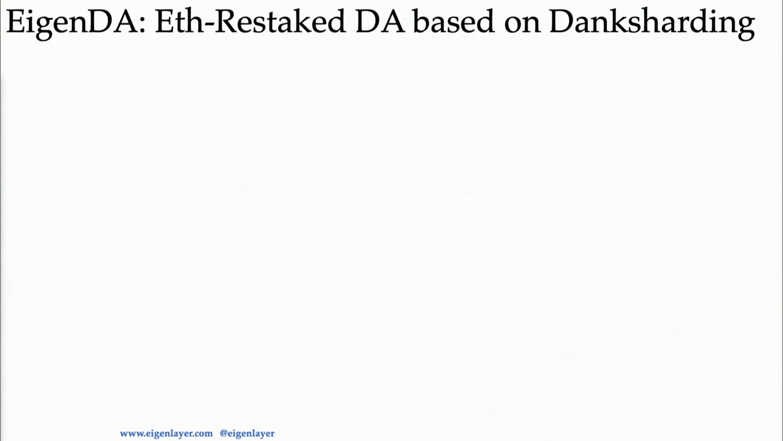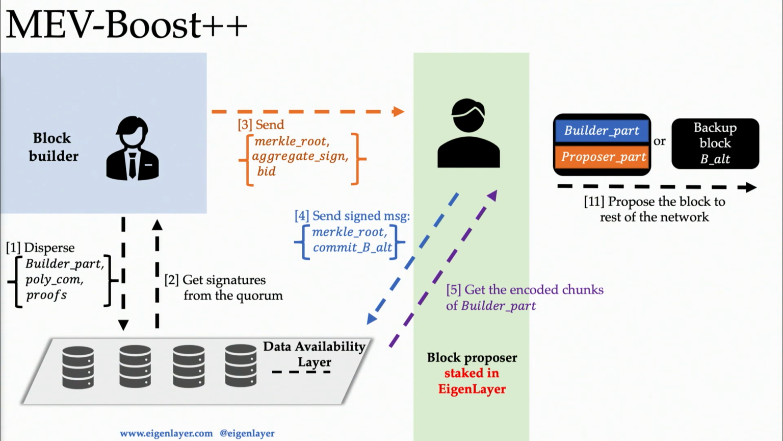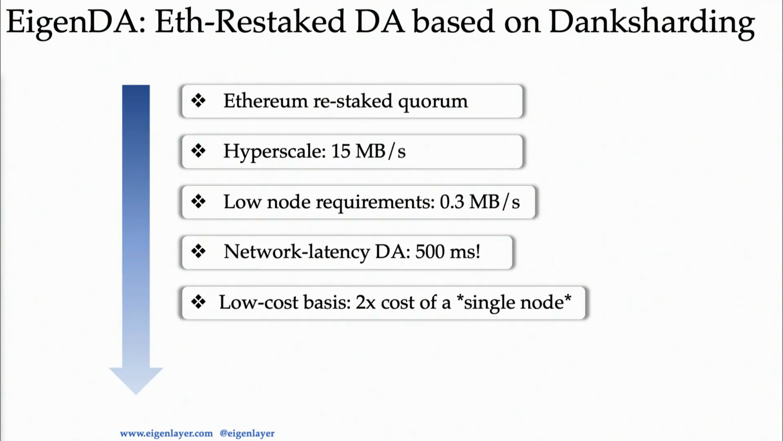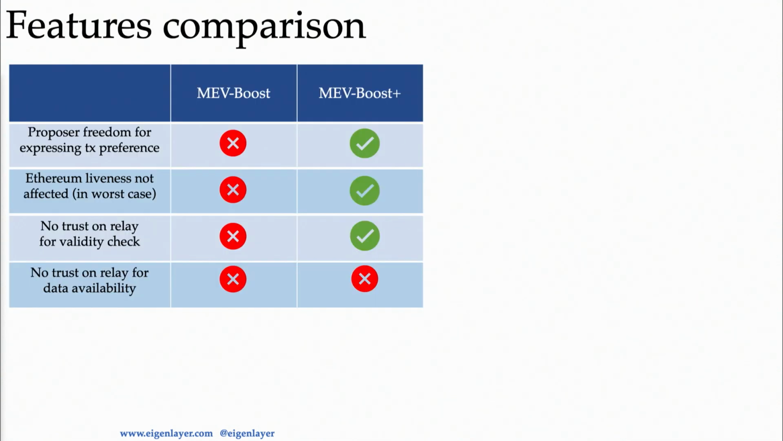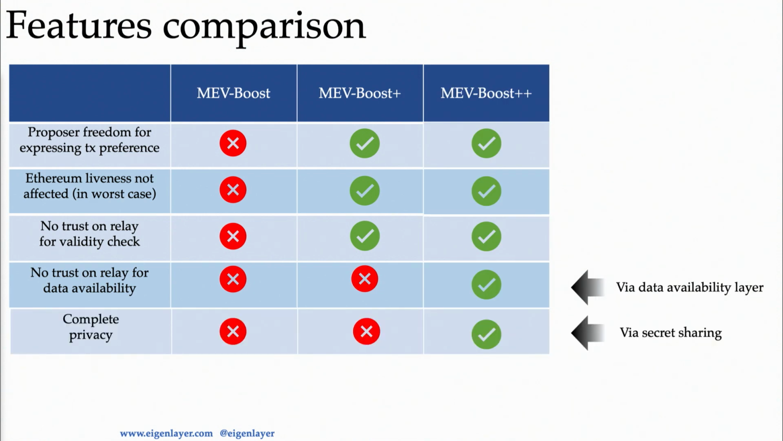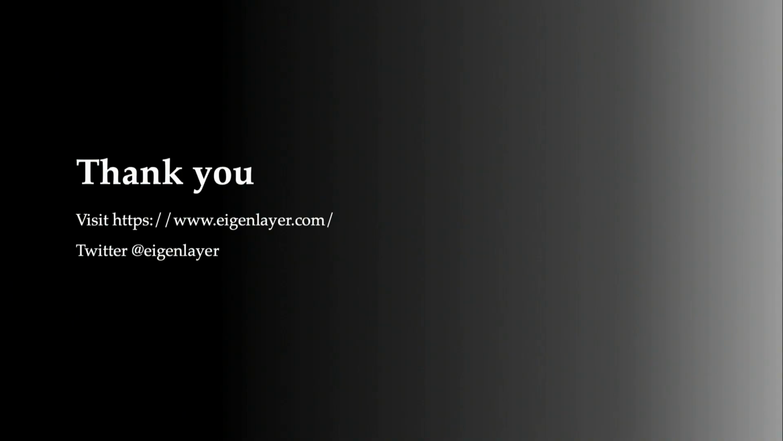OK, so just going back to this picture, I just want to say why you need some of these features, because every block builder is getting signatures from the quorum. You need this data availability layer to be working at high performance. Every block builder is committing data into the data availability quorum, so this needs to be done at low cost. Otherwise, you will be paying a huge amount of cost because you're storing a lot of builders' data which never ever gets used. So EigenDA is a perfect mechanism for doing this, integrating it with MEV Boost.